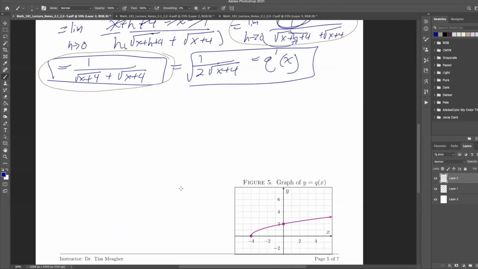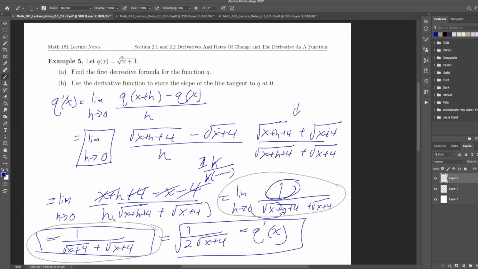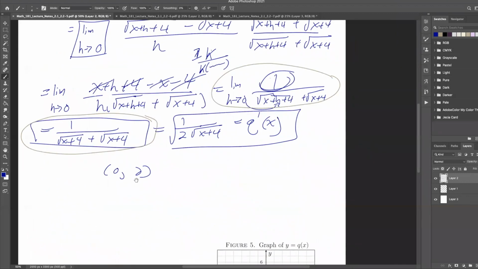So here, I know what the point is. It's (0, 2), right? So here I already have my point of (0, 2). Another way of finding that is if I plug in 0 for x, I'm going to get 2 for q. And so here we get (0, 2). Here we're going to find our slope.